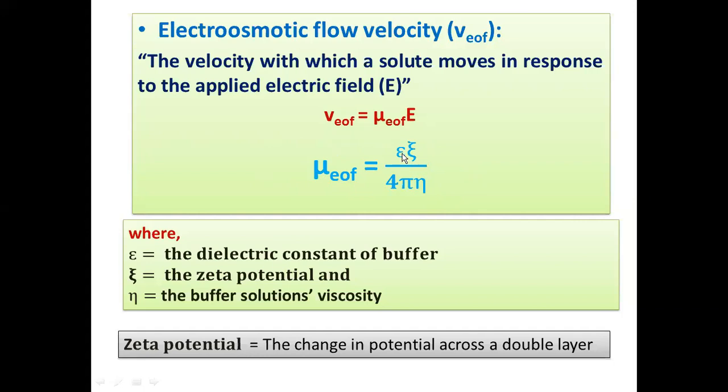Because it is a liquid, it should possess some dielectric constant. The electro-osmotic flow is directly related to the dielectric constant of the solvent of the buffer, or any solution present in the conductive medium. And zeta is called the zeta potential. Zeta potential is nothing but the change in potential across a double layer, because an electrical double layer has been formed. The combination of positively and negatively charged species is responsible for the change in potential across the double layer, and that change in potential is called the zeta potential. This is dependent on two important factors, which we will see in the next slide. And eta is the viscosity of the buffer. Whatever buffer you use, its viscosity is denoted by eta.